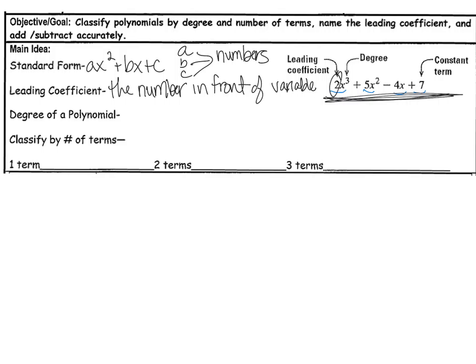The degree of a polynomial, the degree means the highest exponent. So whatever power is the largest, whatever exponent is the largest, that's what we call the degree of the entire polynomial. Many things written together.